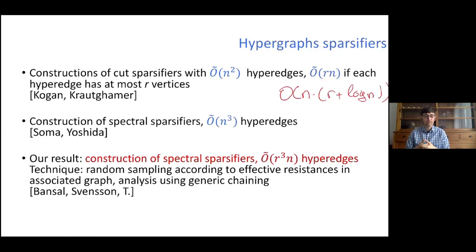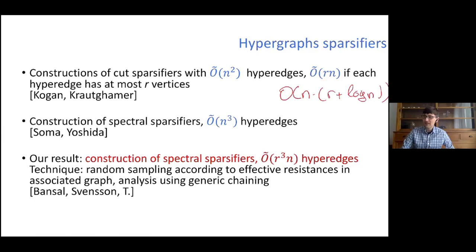But for the spectral definition, this was studied, and Soma and Yoshida proved that one can get it with order of n cubed hyperedges. And so their construction works for every arity of the hyperedges, but say if the graph has hyperedges of size 3, their construction doesn't give any non-trivial bound, because already we know there cannot be more than n cubed hyperedges.